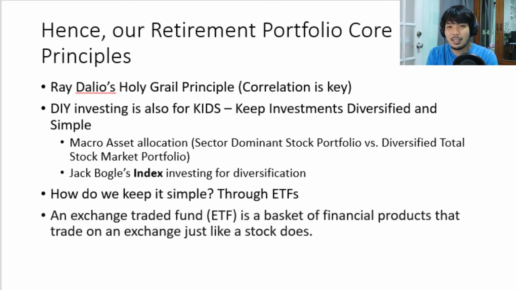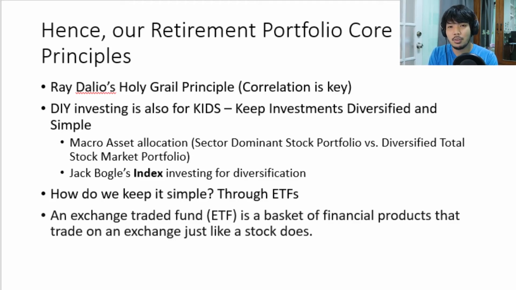So gumawa ako dito ng parang abbreviation niya, no? So DIY investing is for kids. Keep investments diversified and simple. So yun, which is composed of two principles, which is the macro asset allocation, di ba? So mayroon kasing yung macro asset allocation, tinitignan mo lang yung asset class, hindi ka tumitingin sa specific company sa stock market. You just want the PSEI. You want the index, you want it diversified, and you don't want to focus too much on a sector or on a company. So this is called Jack Bogle's index investing for diversification.